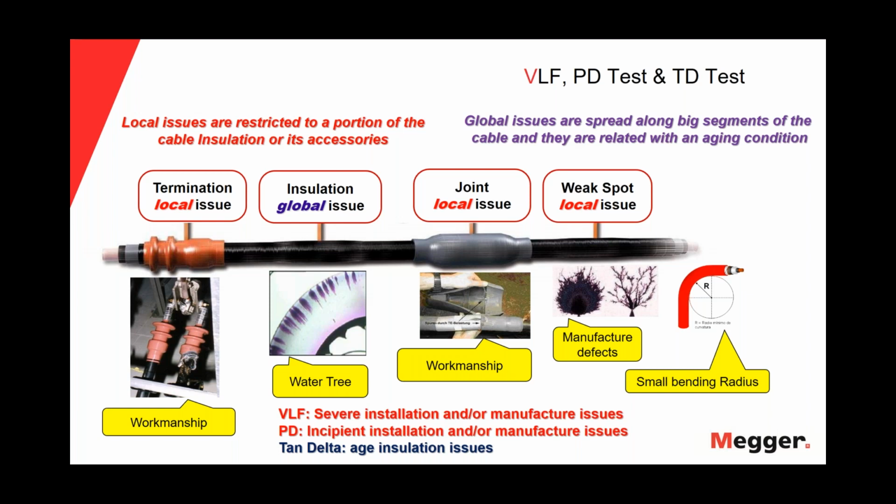So depending on what problem we are dealing with is the test we will choose. For instance, if we are dealing with severe installation or manufacture issues, we can use the VLF test. If we are looking for incipient installation or manufacture issues, we can use the partial discharge test. And if we are looking for old cables and we want to know which cables are the oldest in my population of cables, we can use the tan delta test. So depending on what we are looking for is the test we need to choose.